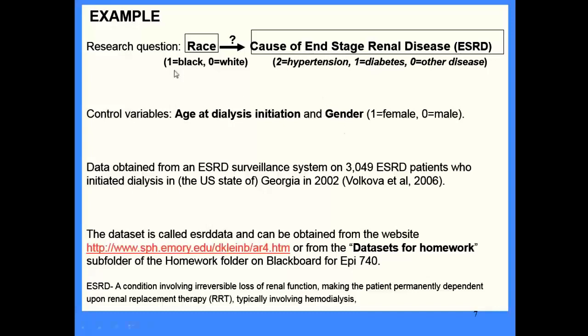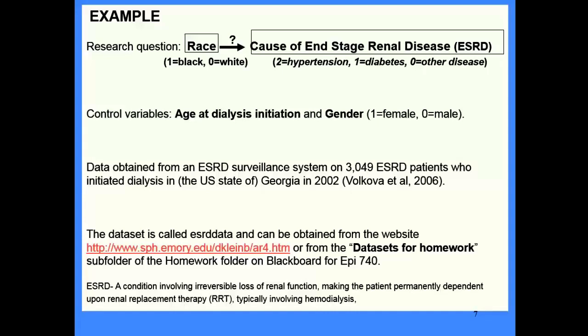And the main exposure variable here of interest is race. Whether or not blacks are more likely than whites, whether that variable affects or is associated with the cause. If you're black, are you more likely to have hypertension than diabetes? That's sort of the question. But it's now 3 categories of the outcome.